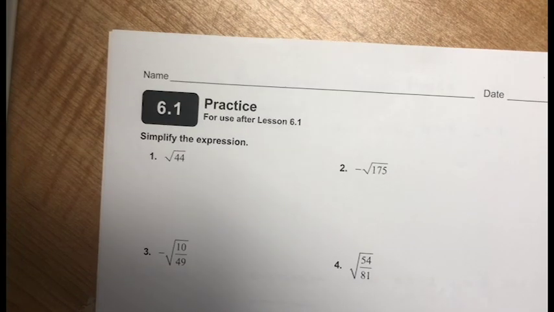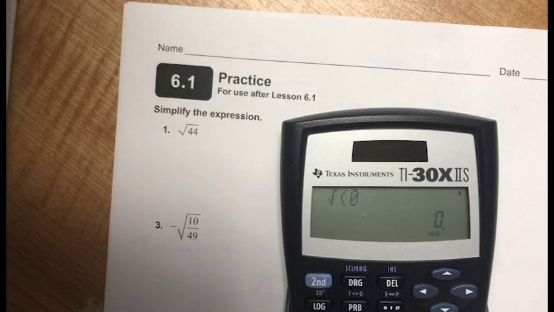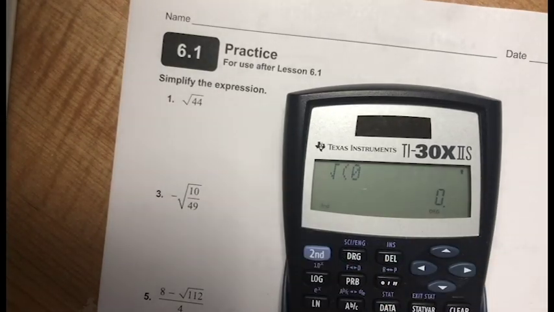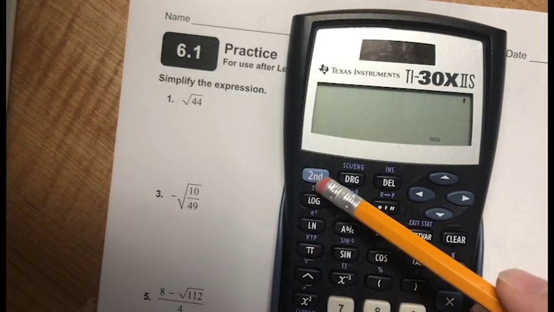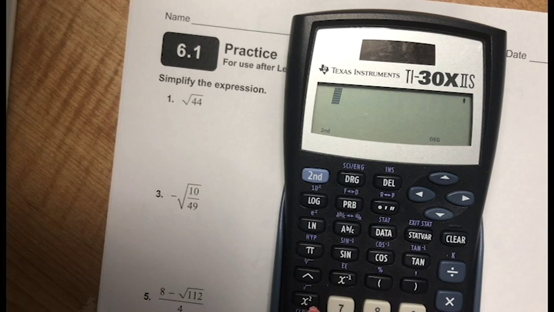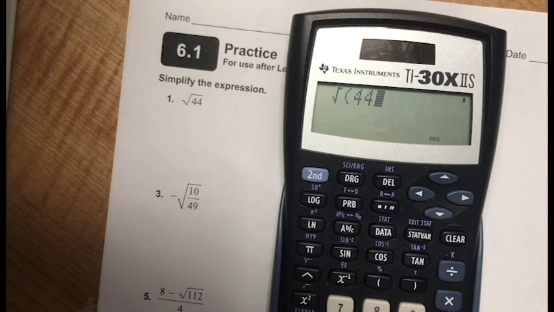Now, let's move on just a little bit. So we have some expressions here. I have the square root of 44, and I can use my calculator here, and I'm going to show you what happens. In case you don't know where the square root button is on this calculator, it's second, and then this x squared button right here, you see on the bottom of your screen, gives us the square root. I put that in my calculator, and I get some weird looking number that makes no sense.